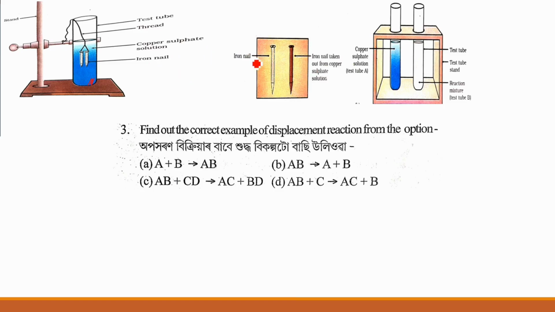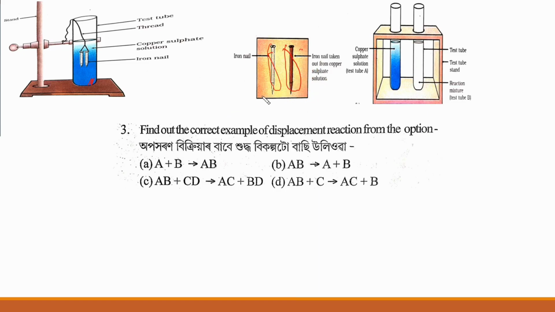After one or two days, you can see that the iron nail was in this color, and this color has been changed to this one. Why? Because the iron nail was taken out from the copper sulfate solution. So this is the copper sulfate solution, and this is the reaction mixture. Okay. So in this iron nail, what happens?